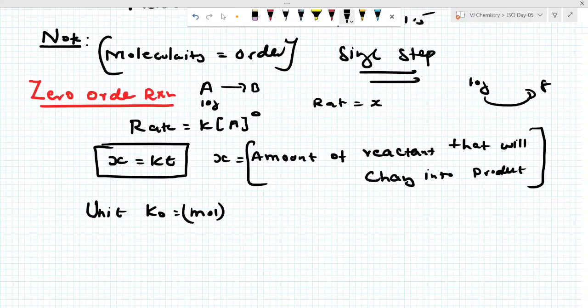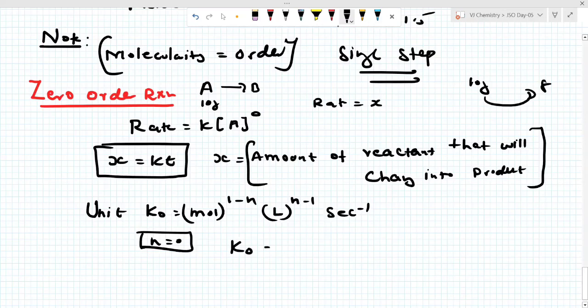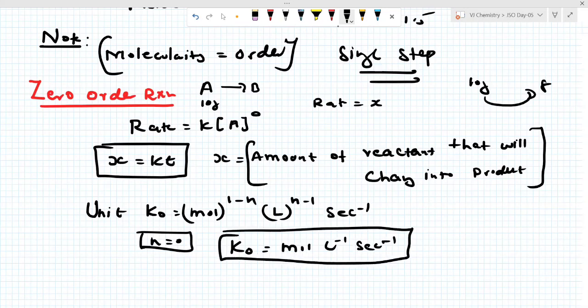Okay, what is the formula? Mole, please note, n minus 1, liter, sorry, it is 1 minus n. Second inverse. If I put the n value equal to 0, what answer will come? Then K0, zero order reaction, mole and liter minus 1 and second inverse. Understood? This is the unit of zero order reaction. This is very important, please note.